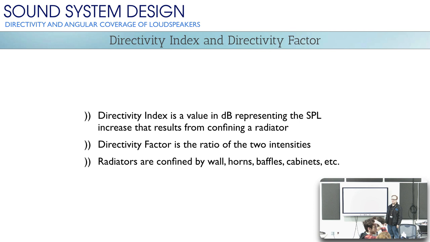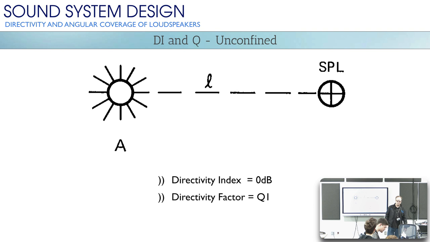So let's take another look at what we're talking about. Imagine that we have a thing that makes sound, represented by this little symbol on the left. The little lines coming out of it are sound going everywhere. Then at some given distance that we're defining as L, we measure the sound pressure level after that thing makes whatever amount of sound it makes. It is that loud, however loud that is.